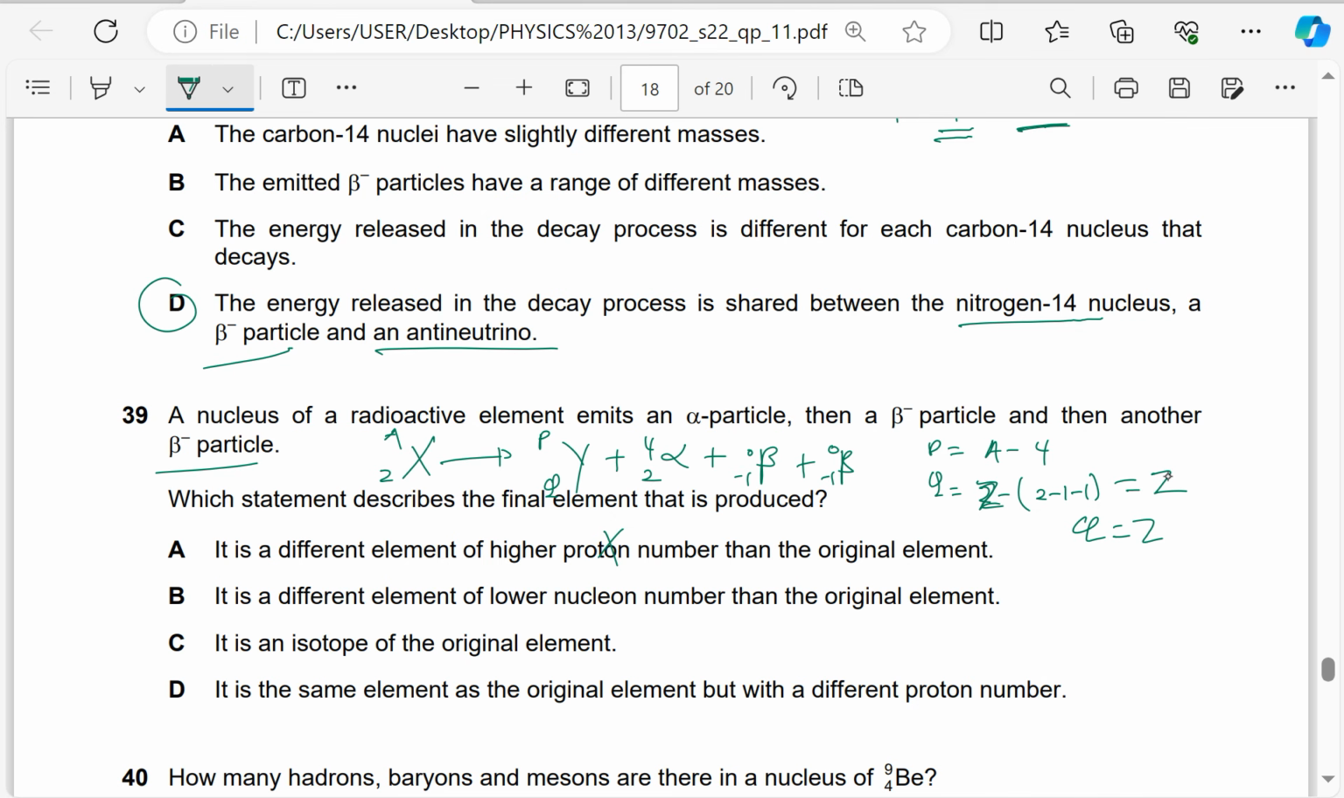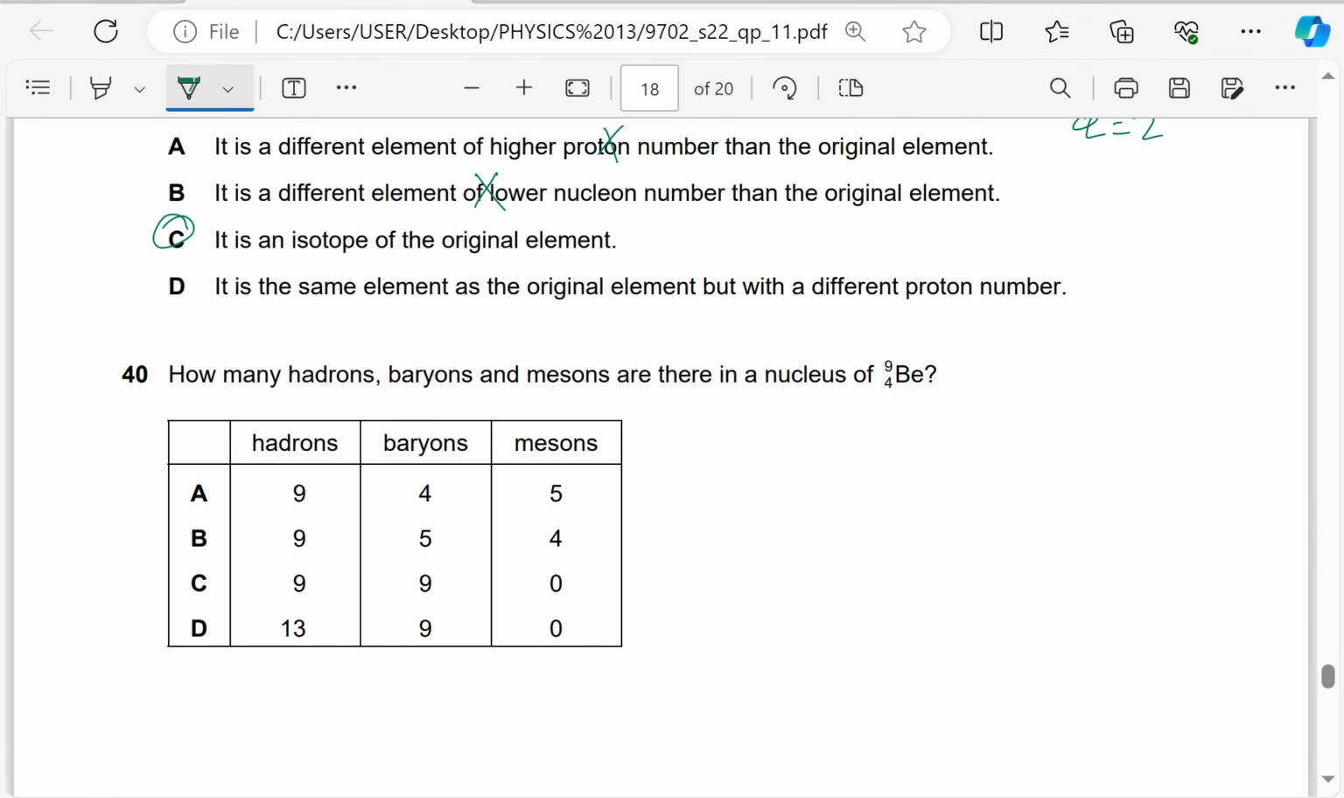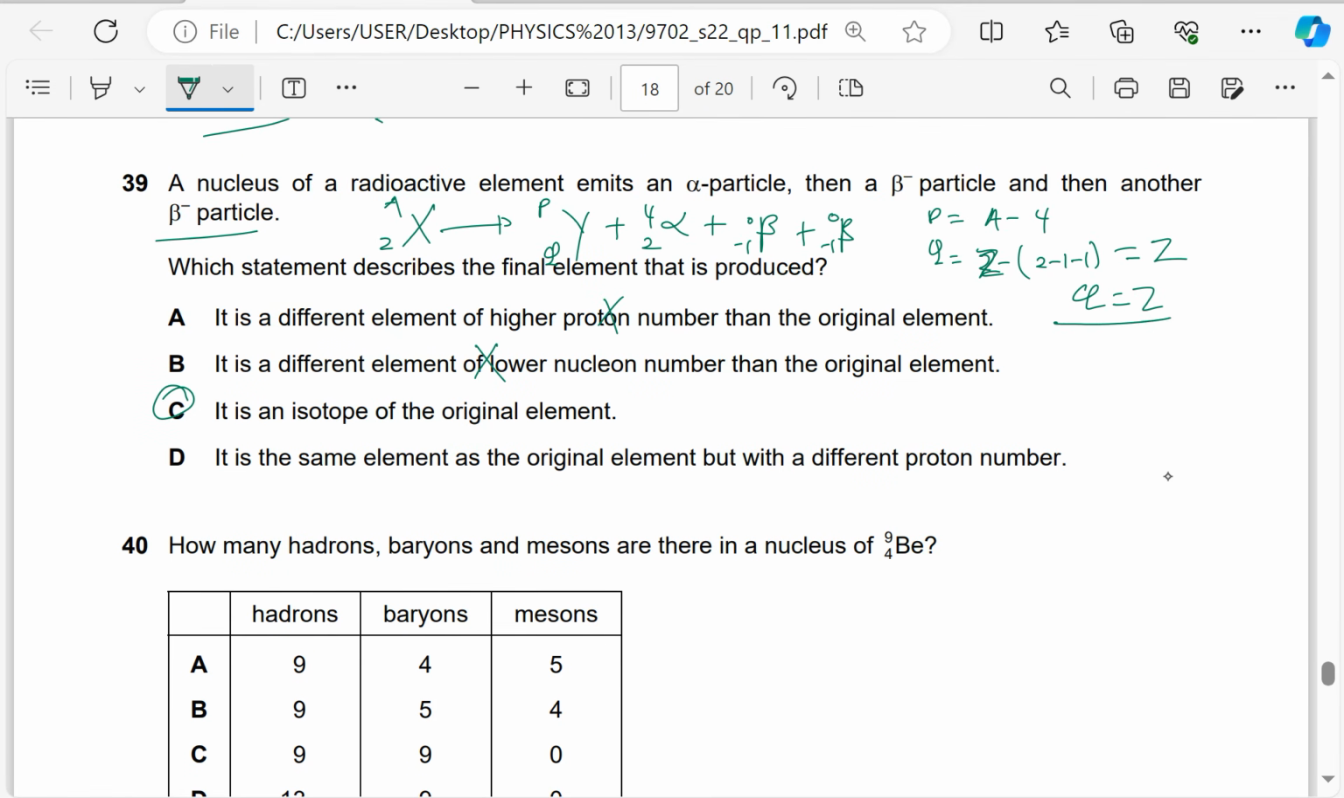It is a different element with a lower nuclear number than the original. It is a different element. It is not a different element because the proton number is the same. It is an isotope of the original. The answer is going to be C. It is an isotope of the original. And lastly, because the proton number is the same, we saw that Q was the same as Z as before, so it is an isotope.